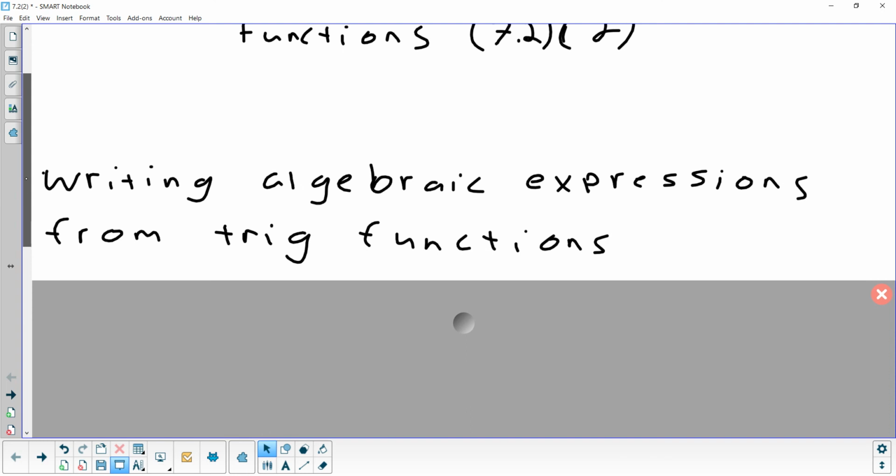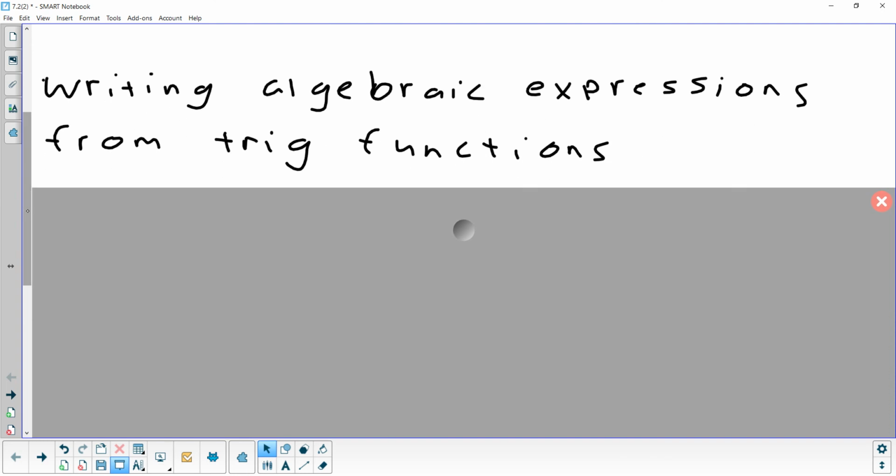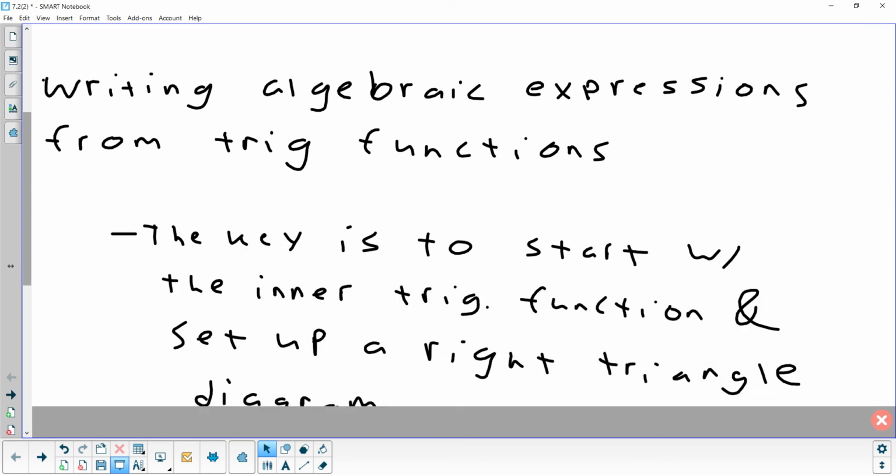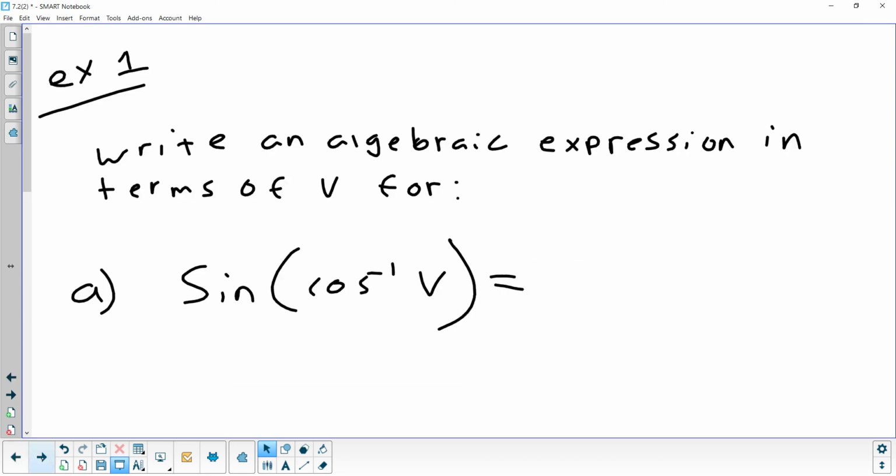You can't always do that super easily, but for the kind of problems I give you today, there's going to be a trick to get that done. Let me show you an example of a problem, and then I'll give you the directions. You're going to have two trig functions. A lot of times you'll have a regular one on the outside and an inverse on the inside. Not always, but a lot of the time.